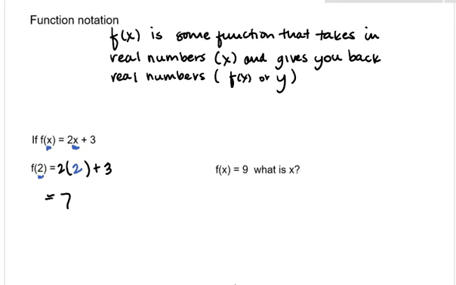And if they say, okay, f of x equals 9, what's the value of x that makes this equation true? It's like they've given us a y value, and we're trying to trace that back to an x value. Well, we know that f of x is equal to 2x plus 3. So I'm going to substitute on f of x, and I'm going to say, well, that means that 2x plus 3 equals 9, because f of x is equal to 2x plus 3. And now I'm just going to solve for x.